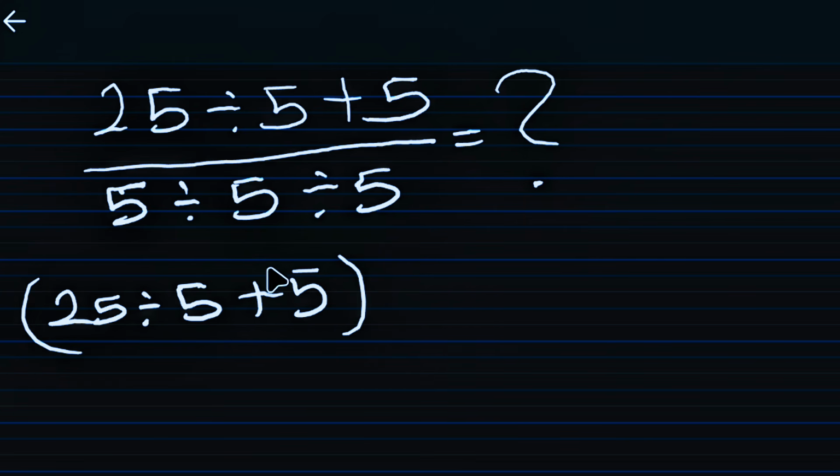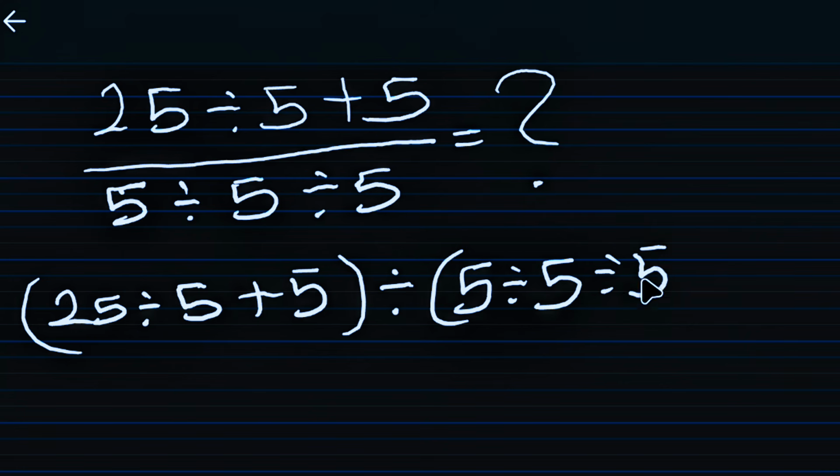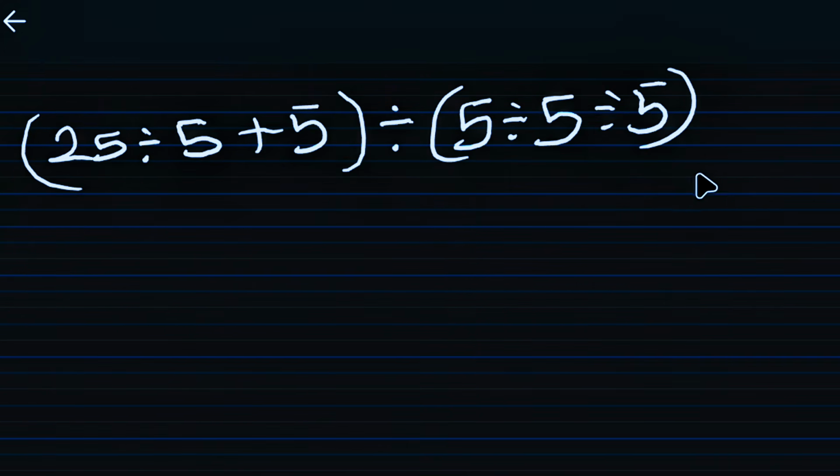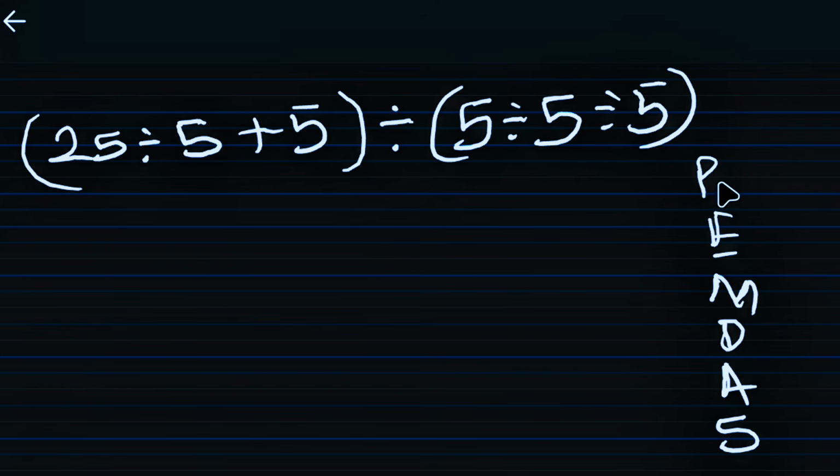Okay, that is what made this different from what the other group of people solved. So we use parentheses to separate this. Now remember that according to the order of operation, which is PEMDAS, let's write that down: PEMDAS. Okay, where P is parentheses, E is exponent, M is multiplication, D is division, A is addition, and S is subtraction. And remember that this multiplication and division are of the same priority.